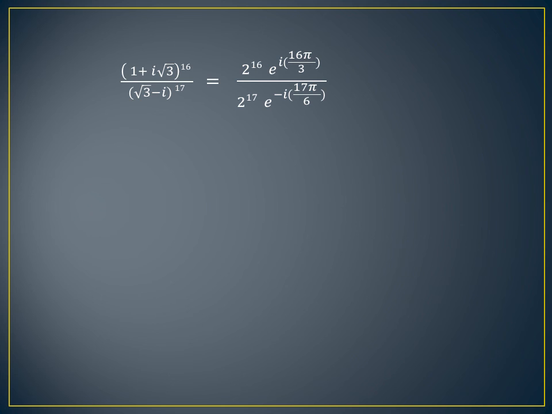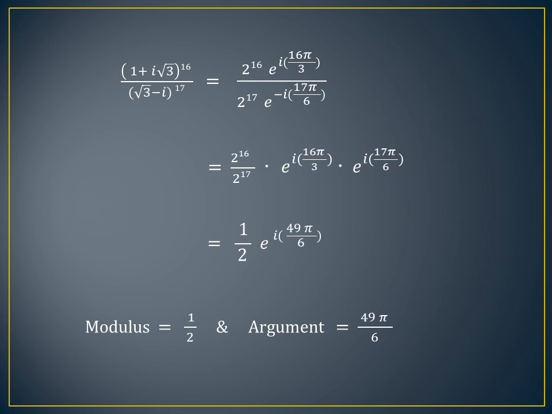So now our question will become 2 raised to 16 into e raised to i 16 pi by 3 upon 2 raised to 17 into e raised to minus i 17 pi by 6. If we combine all the exponential terms together, we'll have half into e raised to i 49 pi by 6. If you compare this with the exponential form, which was z is equal to r into e raised to i theta, we'll have the modulus as half and the argument as 49 pi by 6.